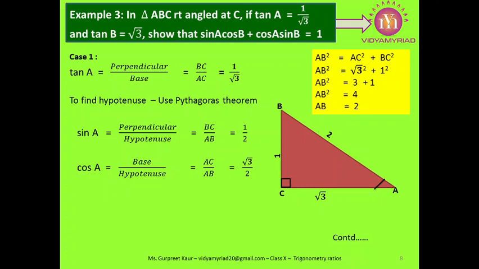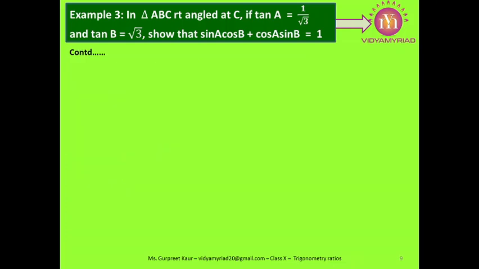So using these values we can find out sin A and cos A. What is sin A? P upon H, that is perpendicular upon hypotenuse, which comes out to be 1 upon 2. Same way, what is cos A? Base upon hypotenuse, that is root 3 upon 2. Now we have got half of the information using angle A. Now we will use angle B. For that we will continue on the next page.